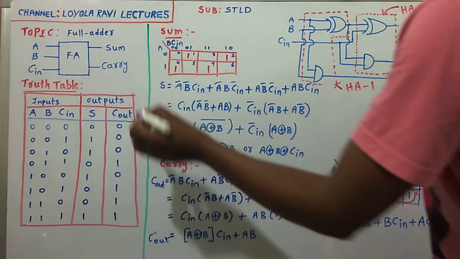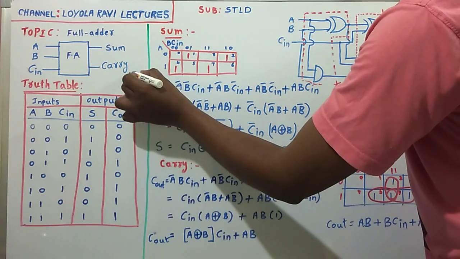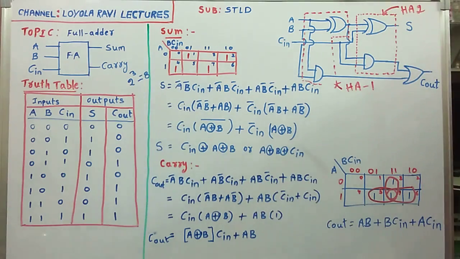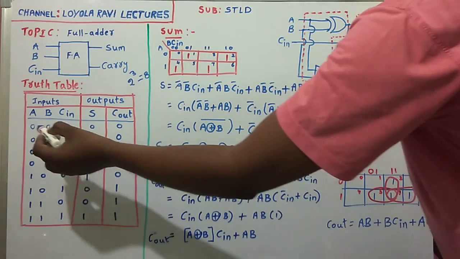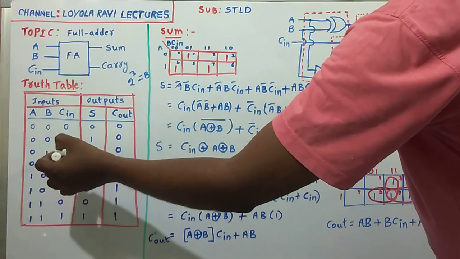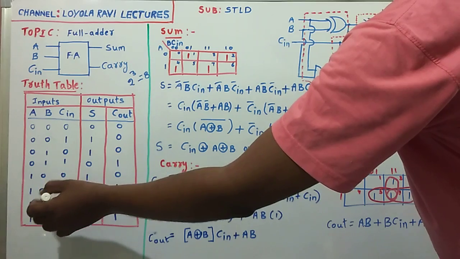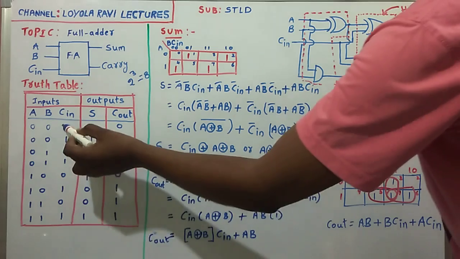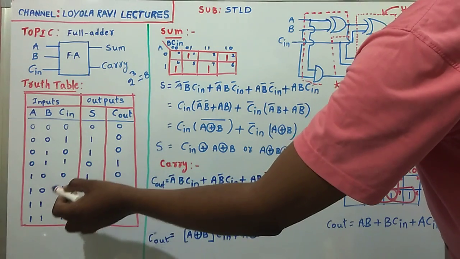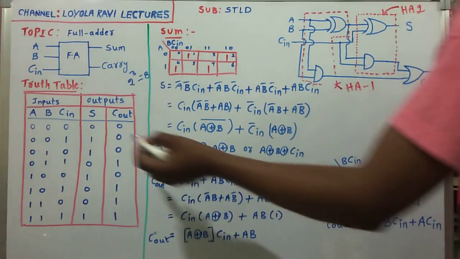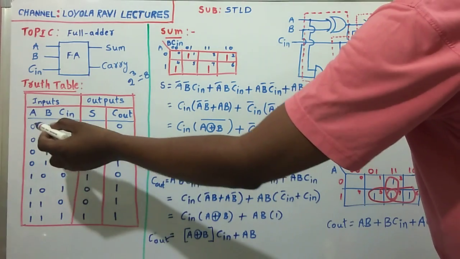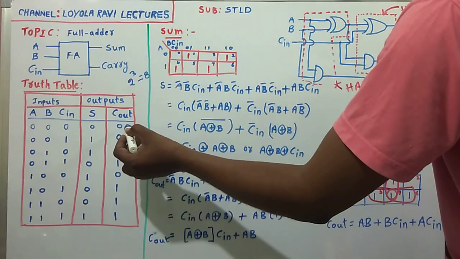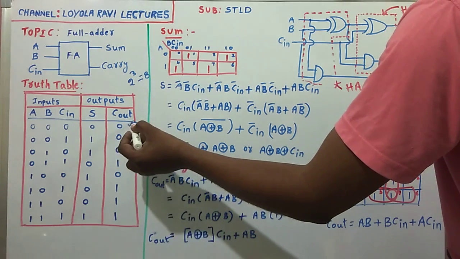Three inputs means 2 power 3 combinations, nothing but 8 combinations. That's why 0, 1, 2, 3, 4, 5, 6, 7, 0 to 7, total 8 combinations. Then add these combinations. 0 plus 0 plus 0, sum 0. Is there any carry? No carry, so carry is 0.